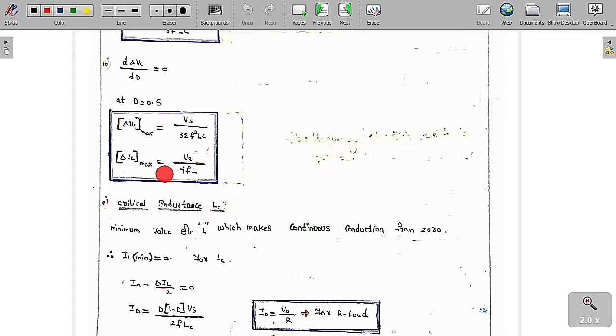You know that equation; in that equation substitute D is equal to 0.5, you are going to get Vs by 4FL. So therefore the change in capacitor voltage or the output voltage is maximum at D is equal to 0.5, and similarly the maximum value of the change in inductor current we are going to get at D is equal to 0.5. So these are the equations that you are going to get finally.